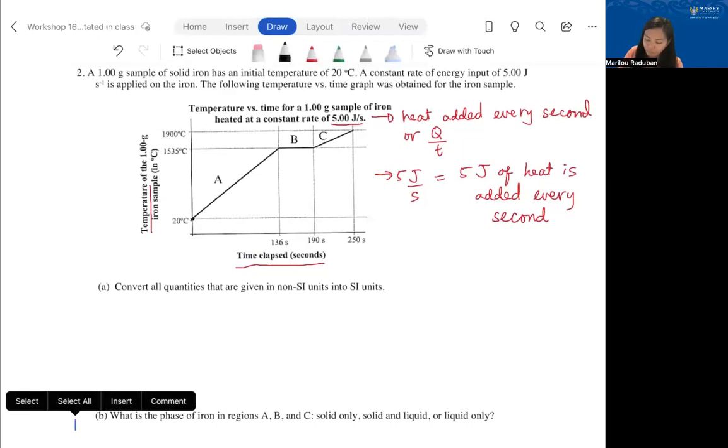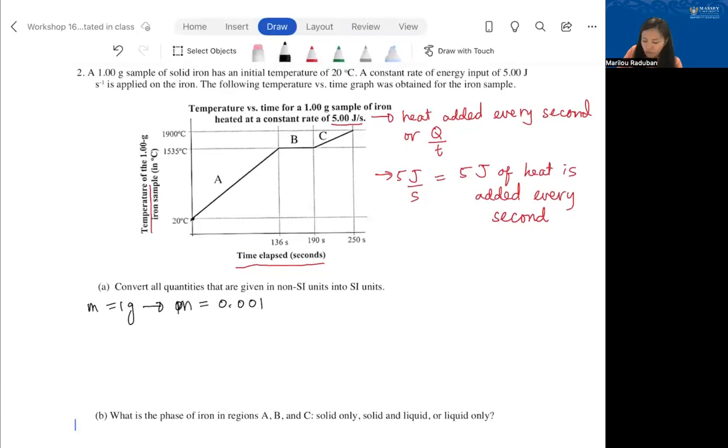Okay, so 1 gram, that's the mass. We have to convert that to kilograms. We've been doing that quite a lot now, so hopefully by now it's sort of automatic. You have to divide by 1,000, so that will be 0.001 kilograms. Okay. The temperature was given in degrees Celsius. So initial temperature 20 degrees Celsius, and the SI unit for temperature is Kelvin.